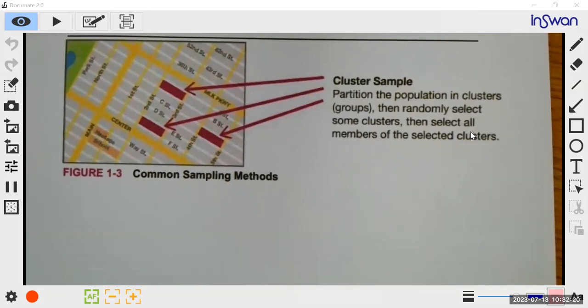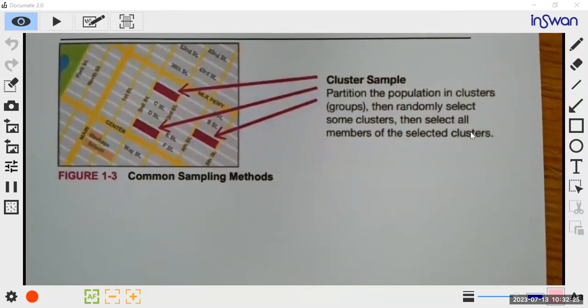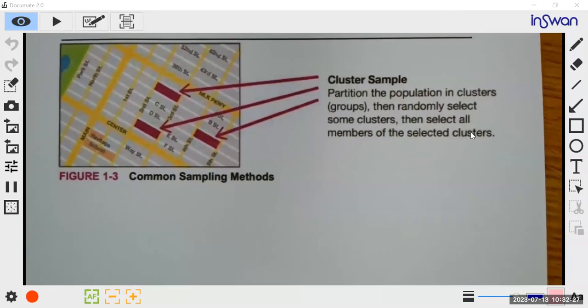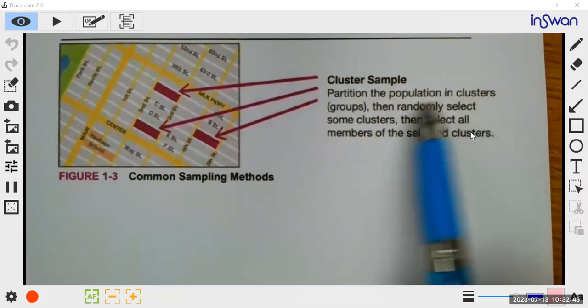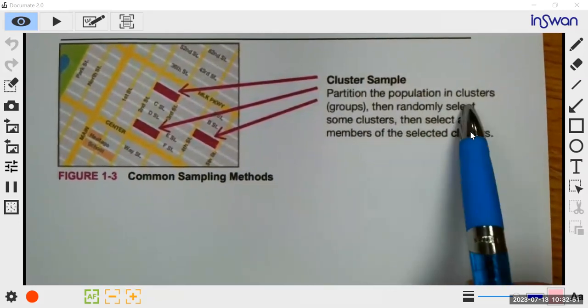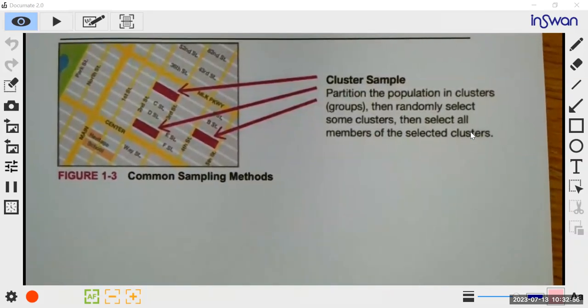And then we have the third method, the cluster sampling. What does partition mean? Yeah, we'll use block off. Because when you partition your hard drive in your computer, you're making it into smaller groups, smaller areas. Subdivide the population in clusters or groups. Then randomly select some clusters. Then select all the members within that cluster.